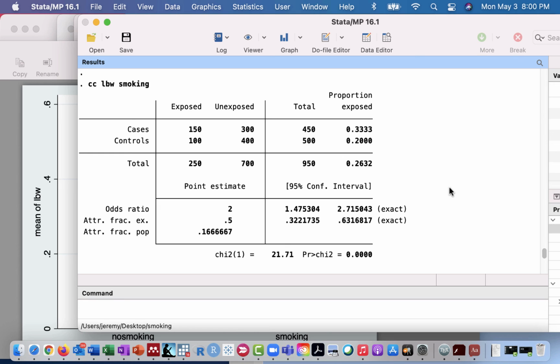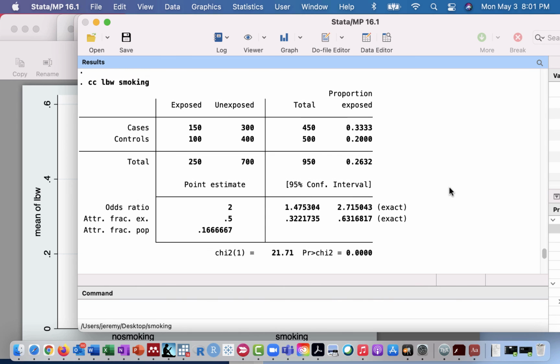Proportion exposed, go back to the top right of the table, so 0.3333. Remember we said 33% of the cases of the low birth weight babies had mothers who smoked, but only 20%, 0.2000, 20% of the controls, the normal birth weight babies, had mothers who smoked. Proportion exposed. Proportion of low birth weight exposed to the mother smoking during pregnancy. Proportion control, proportion normal birth weight exposed to mother smoking during pregnancy.